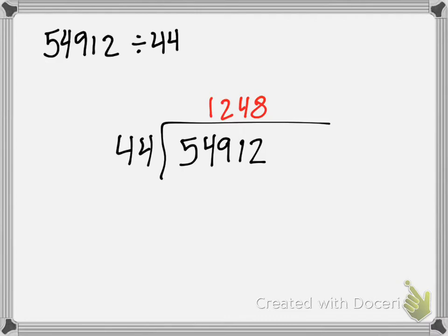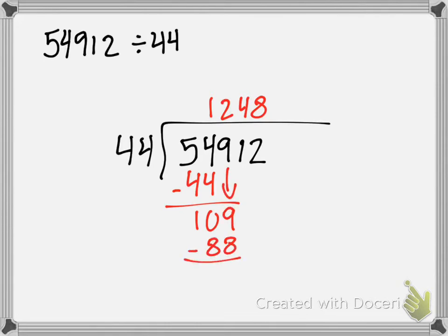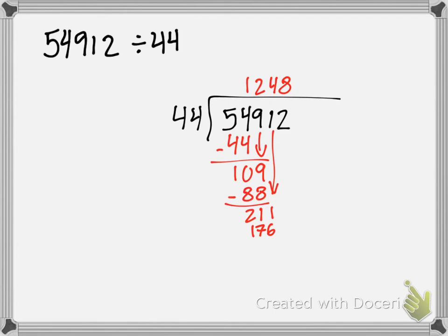1,248. It goes in 0 times into 5. It goes in 1 time into 54. We get 10. We bring it down here. It goes into it 2 times. That's 88. We subtract that. We get 21. I bring down my 1. It goes in 4 times. That's 176. I'm going to move this up because I run out of room every time. We subtract that. We get 35. I bring down my 2. And it goes into 352 exactly 8 times. So it is a terminating decimal.